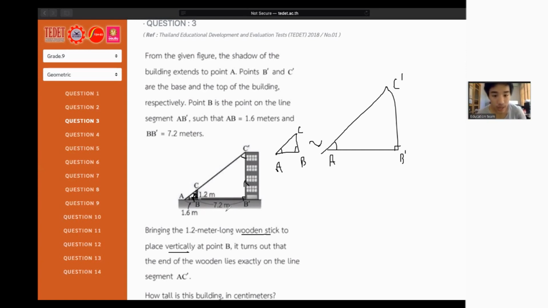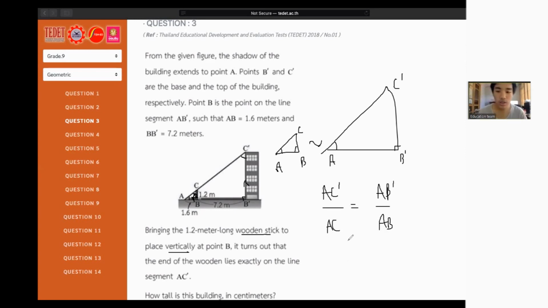We want to find AC'. So we say AC' over AC, taking the sides which correspond. AC' is our longest side here, so that divided by the longest side of the smaller triangle must be equal to any other pair of sides. In this case, I think it's easiest to take AB'. So we have AC' over AC is AB' over AB.